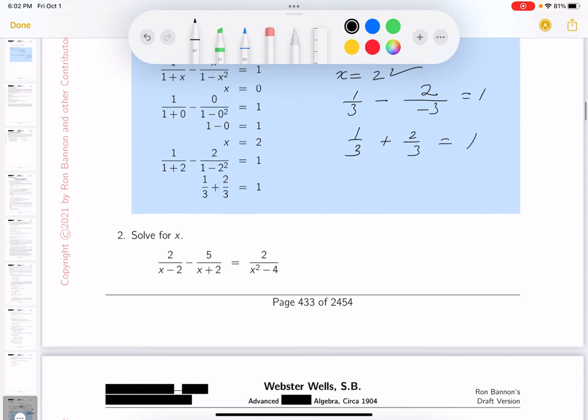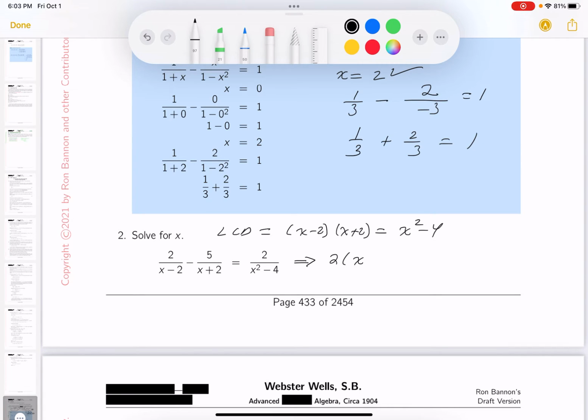Very similar. LCD, pretty similar. I mean, these could be done at most schools that teach algebra. The LCD is x minus 2, x plus 2. And what is that going to give you? x squared minus 4. All right? And we spent considerable time in the past doing LCDs. Multiply both sides by the LCD. What do you get? 2 times x plus 2, minus 5 times x minus 2. And on the right side, you just get 2.